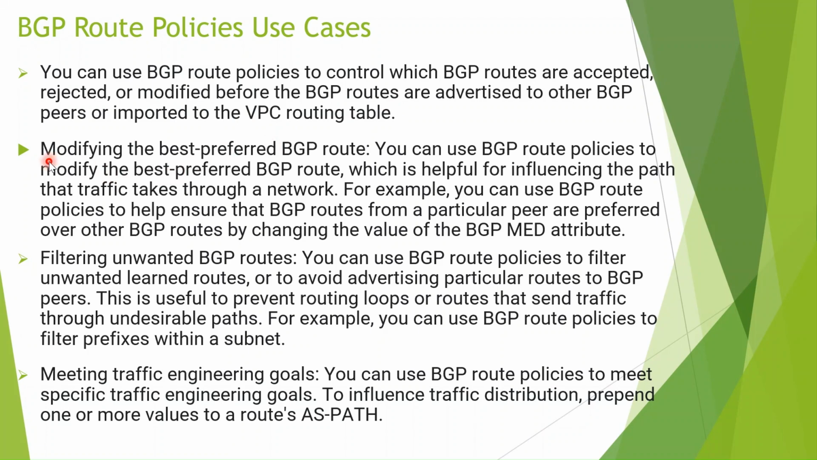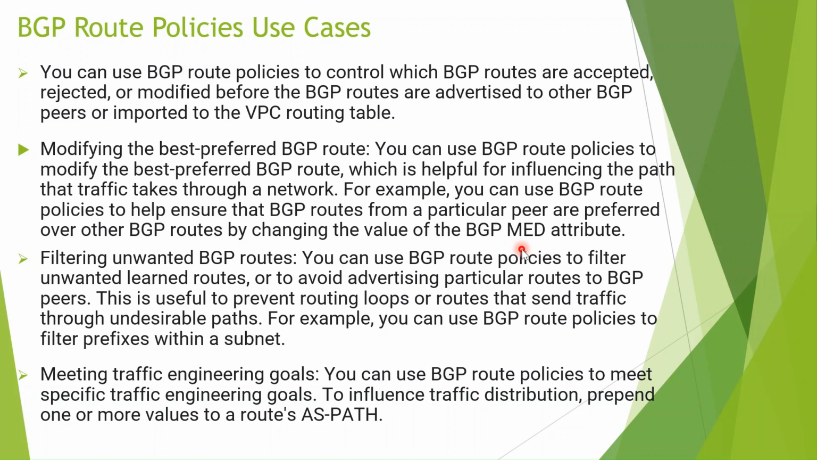The first option is modifying the best preferred BGP route. We can use route policies to modify the best preferred BGP route, which can be helpful for influencing the path that traffic takes through your network. For example, we can use a BGP route policy to help ensure BGP routes from a particular peer are preferred over other BGP routes by changing the BGP MED attribute. MED is the multi-exit discriminator. If you increase the MED value, that path will be less preferred.